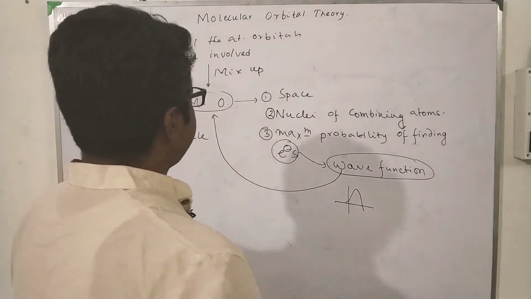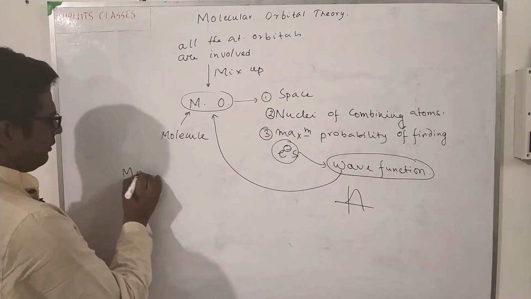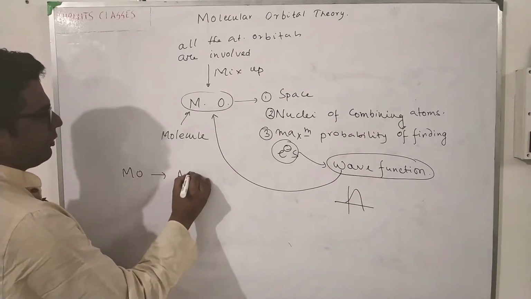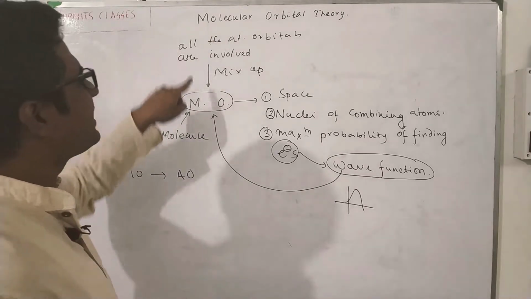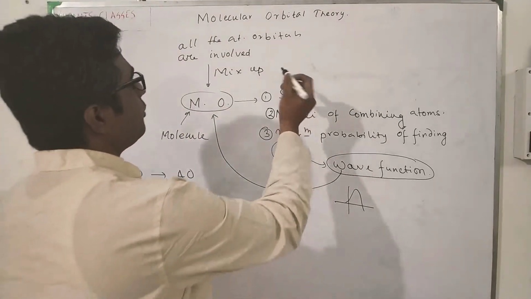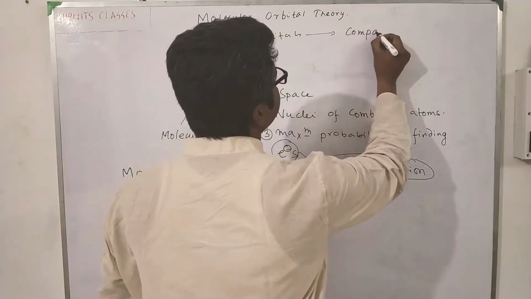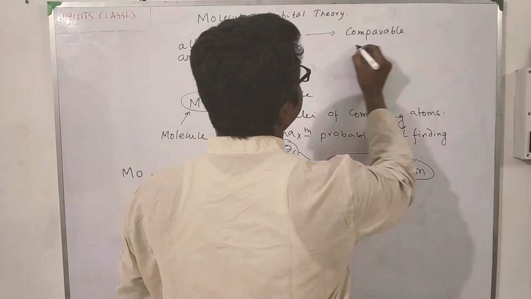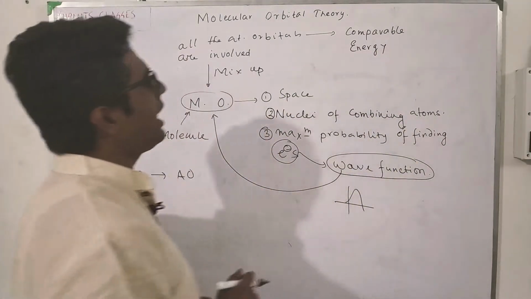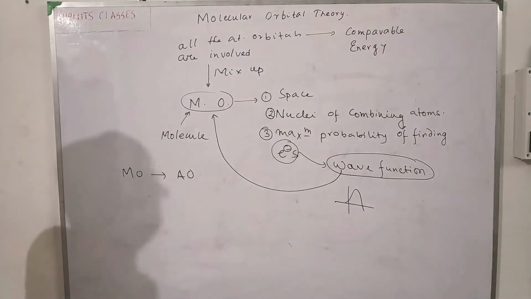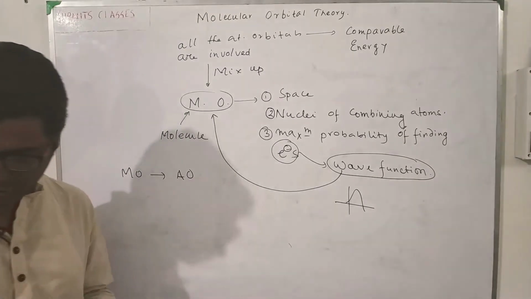There are some other properties which I have to discuss over here. A molecular orbital will be formed by atomic orbitals. How do the molecular orbitals get formed? It is by mixing of the atomic orbitals. Which kind of atomic orbitals will get mixed? Those of comparable energy. If the atomic orbitals are of comparable energy, then only they will combine to form the molecular orbitals. Write it down.